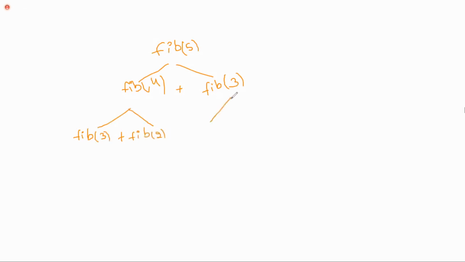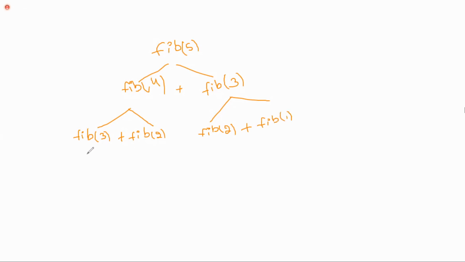Next, is 3 equal to 1 or 3 equal to 0? Again both the conditions are false. Both the conditions are false means n minus 1, which is 3 minus 1, fab of 2, plus fab of 3 minus 2, which is equal to fab of 1.